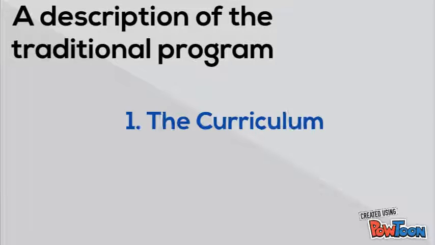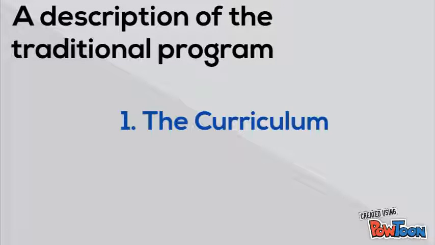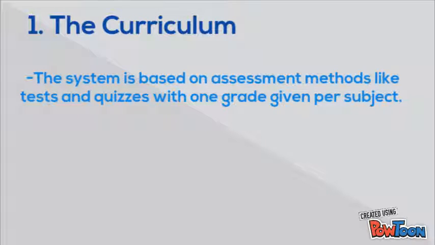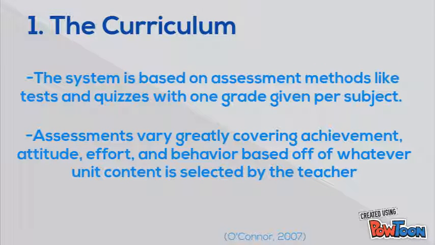The first portion of the traditional grading system is the curriculum. The system is based on assessment methods like tests and quizzes with one grade given per subject. Assessments vary greatly, covering achievement, attitude, effort, and behavior based off of whatever unit content is selected by the teacher, which leaves the student guessing as to what their final grade will consist of.